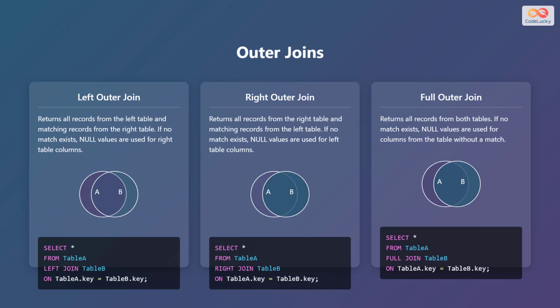A full outer join returns all records from both tables. If no match exists, null values are used for the columns from the table without a match. The SQL code is: select * from Table A full join Table B on Table A.key = Table B.key.